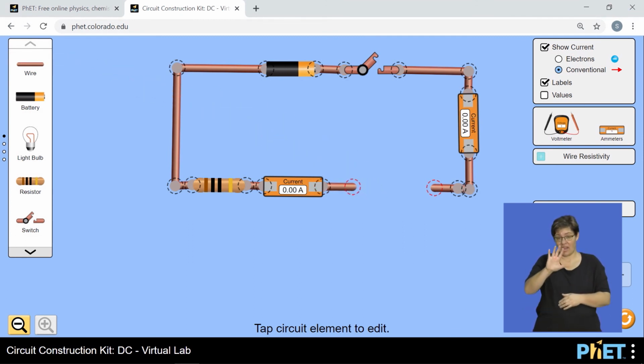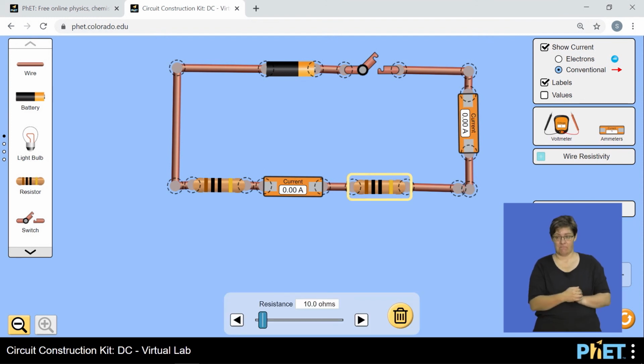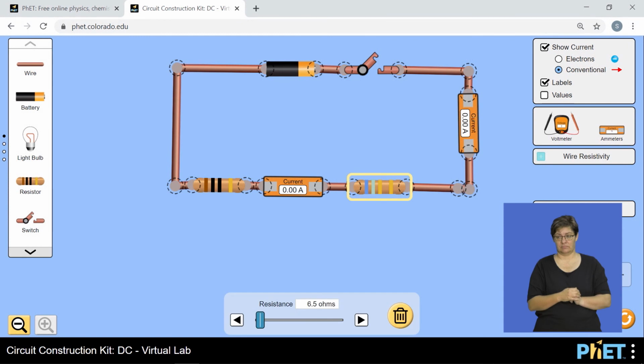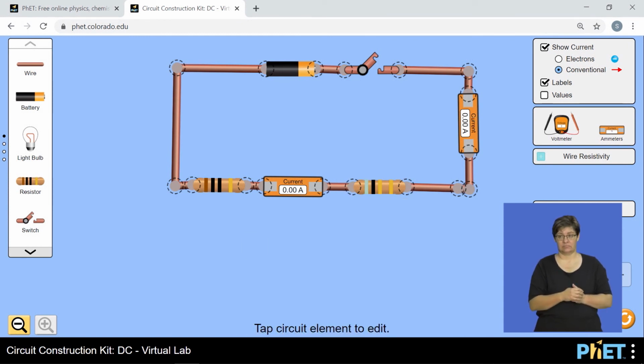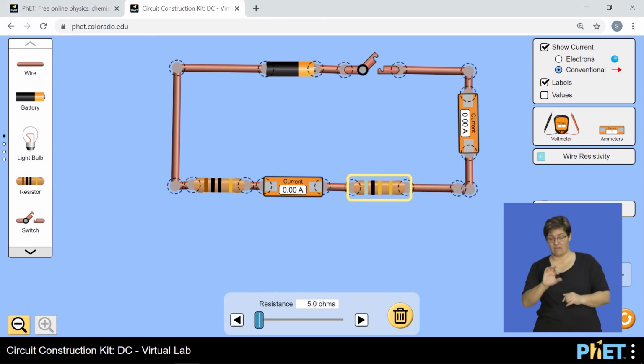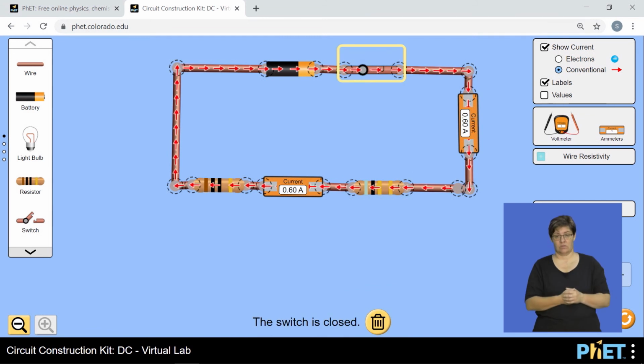R2, which is 5 ohms, which is half of R1? We want to make that observation. So we change that to 5 ohms. That's the circuit. So R1 is 10 ohms, R2 is 5 ohms. Let's close the switch. Now the current has dropped to 0.6 amperes.